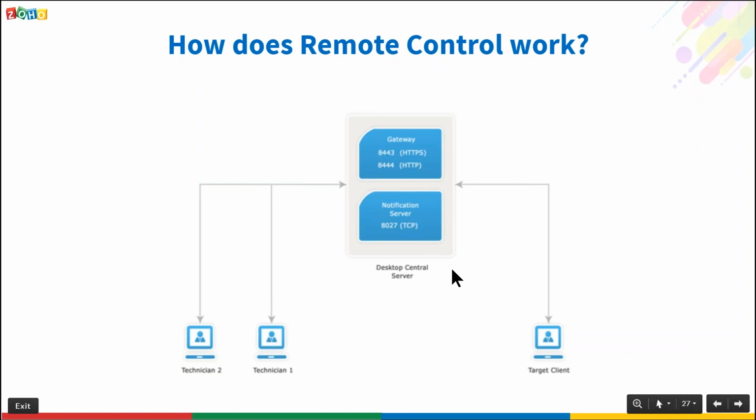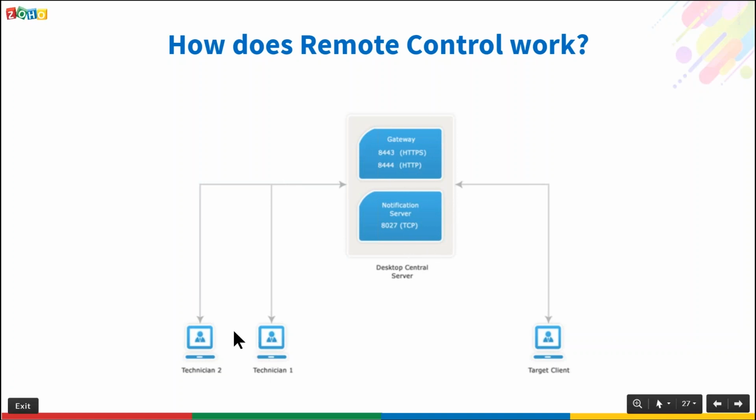The Desktop Central server has two different components. One is your notification server, and another is the gateway. This notification server, as the name says, acts as a component that just notifies the target computer that there is an on-demand task or a remote control session that has been initiated. And from the gateway, the images that are captured will be sent to the technician. So this is how it works.